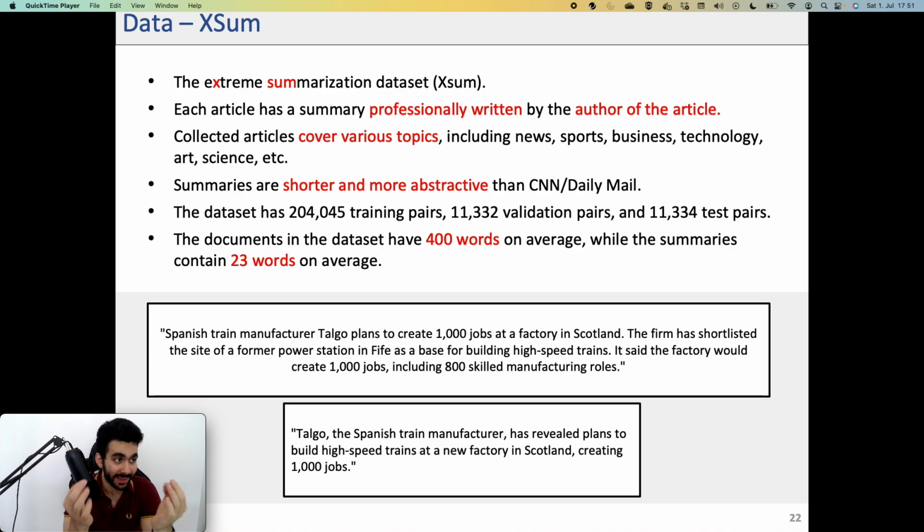Each article has a summary professionally written by the author of the article, which is about 23 words on average, with the documents being 400 words on average. The dataset has about 200,000 training pairs, 11,000 validation pairs, and 11,000 test pairs. And yeah, that's what they claim in the XSum paper.